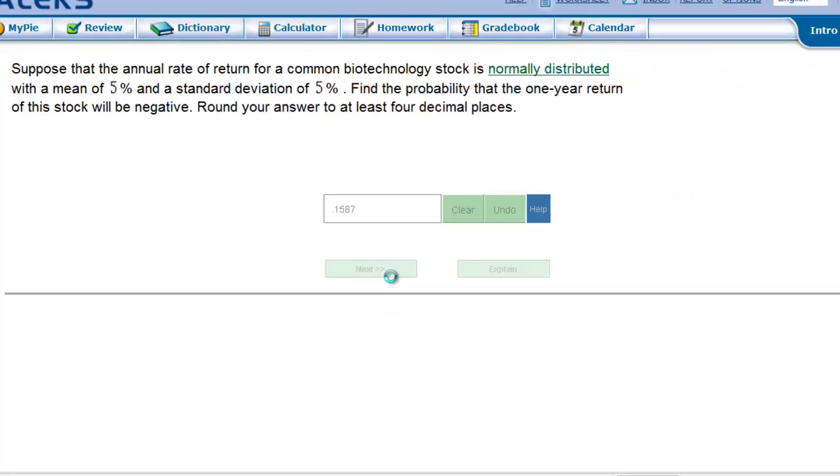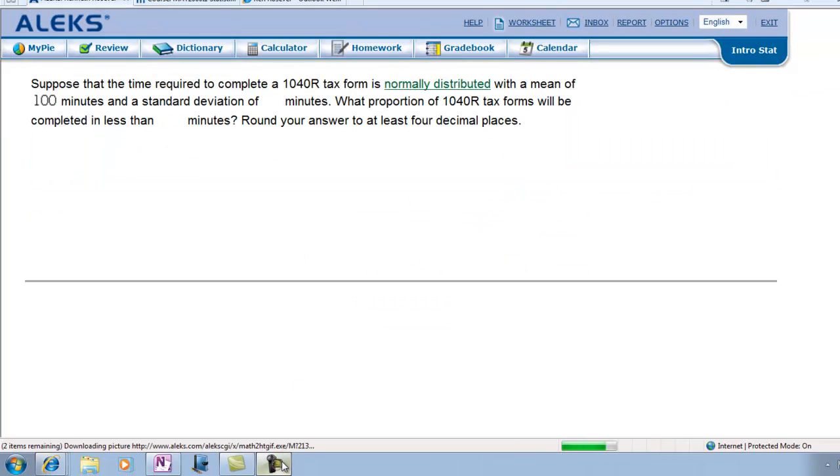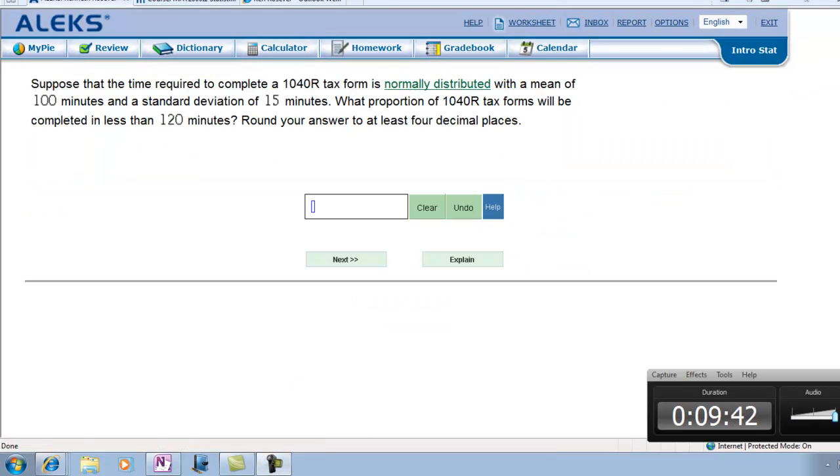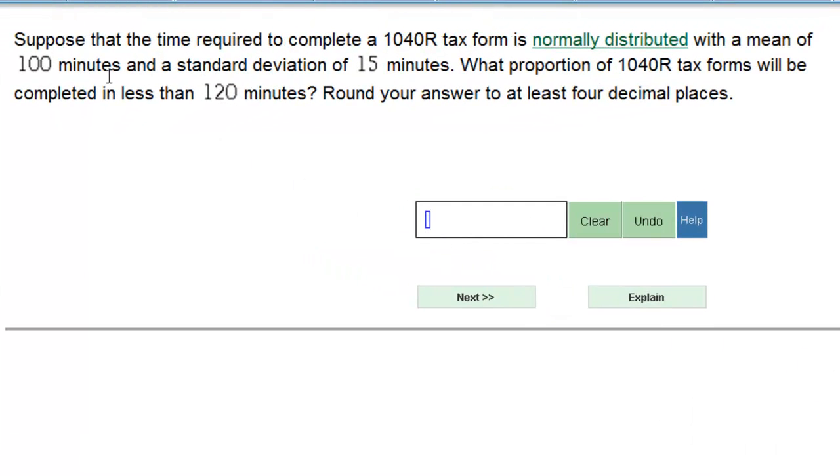Very straightforward. One more time. Do I have time? Yeah. Okay. The last problem here says, suppose that the time required to complete a tax return has a mean of 100 and a standard deviation of 50. What is the proportion of tax returns that will be completed in less than 120 minutes?